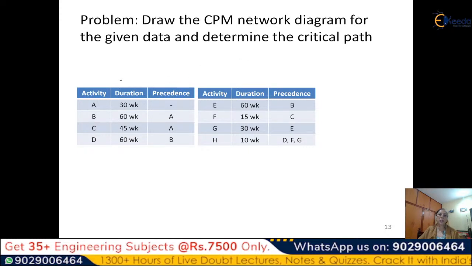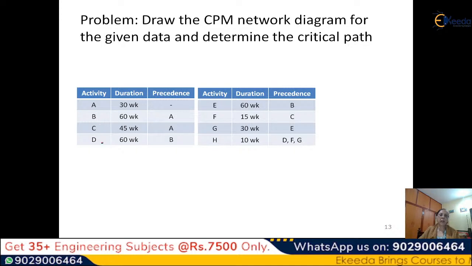So you can get a question like this. You will get a table like this. You have tasks here, A, B, C, D, E, F, G, H. And these are the durations, 30 weeks, 60 weeks, 45, 60, like that. And then you have the precedence.